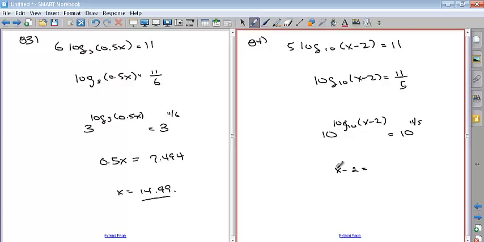And 10 to the 11 fifths is going to be over 100 because 10 to the 5 fifths is 10, 10 squared is 100, so we get 158.489. Add 2 to both sides, you get 160.489. This one we actually check because we have log base 10 in our calculator, so we take 5 times log of 160.489 minus 2, right parenthesis, and we get 10.9999999, which is close enough to 11.